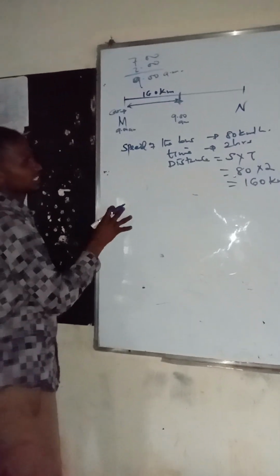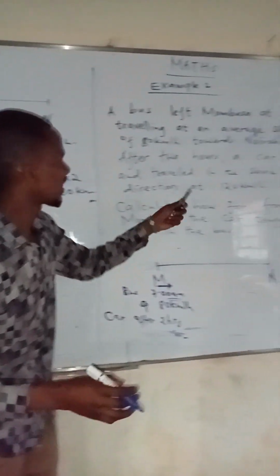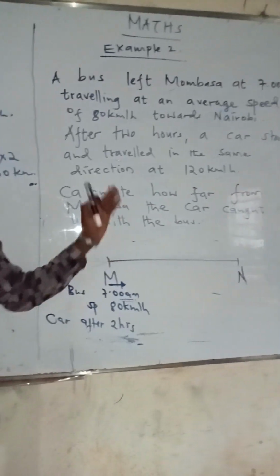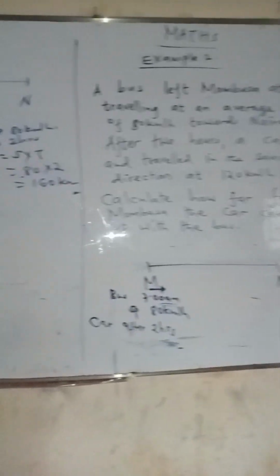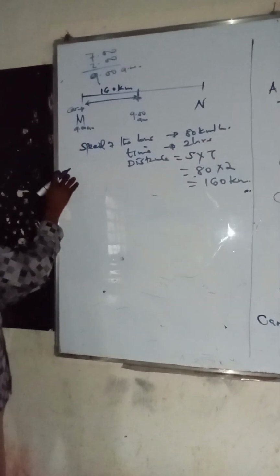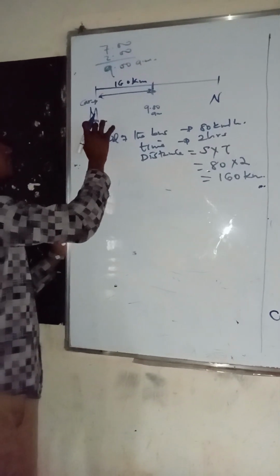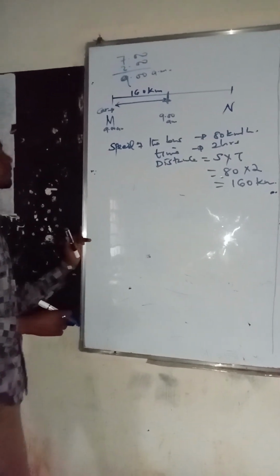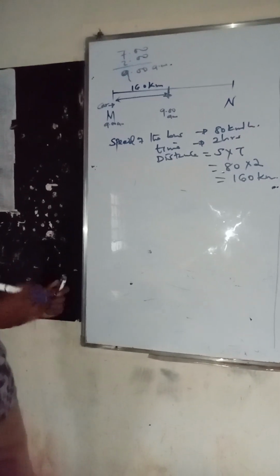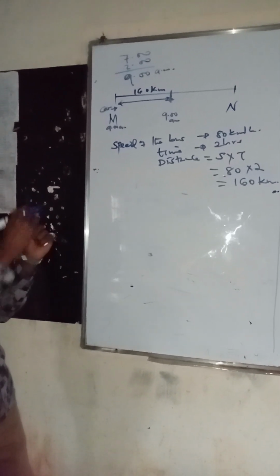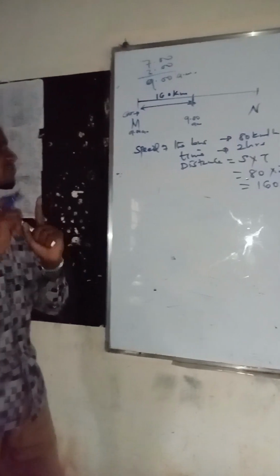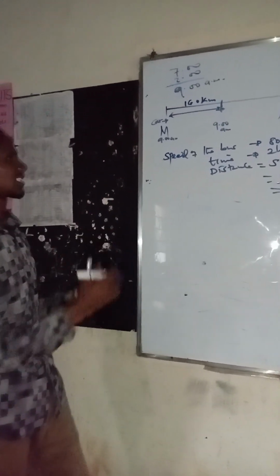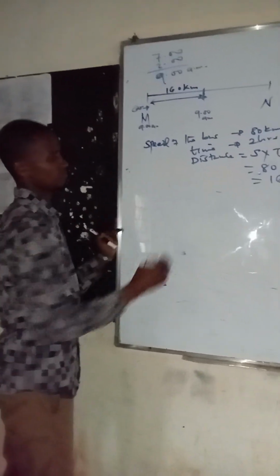So after 2 hours, a car started and traveled in the same direction. We are to calculate how far from Mombasa the car caught up with the bus. So how far is the distance the car covered in order to catch up with the bus? I told you that what is very important is, first of all, calculating the time taken before the vehicles meet, or before the vehicles overtake or catch up with each other.